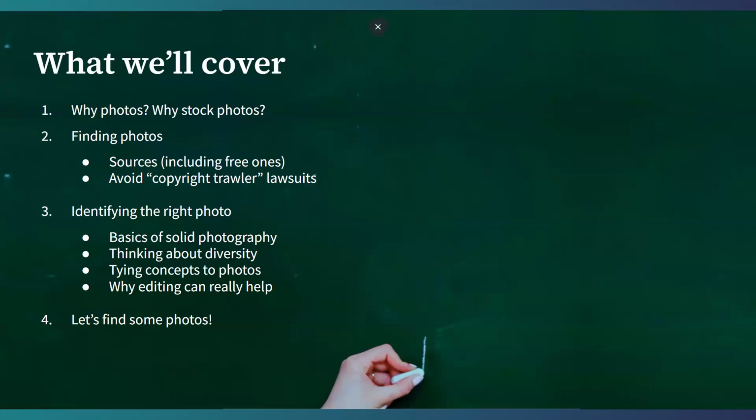So we were talking a little bit in the chat before the session about how some of these photos are so silly. They just feel off. Like, how do we know what off feels like, and how do we avoid those? So some of the basics: thinking about diversity, tying concepts to photos, which is often pretty tricky, and editing photos, why they can help.